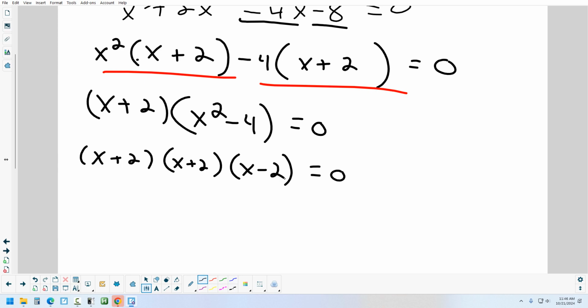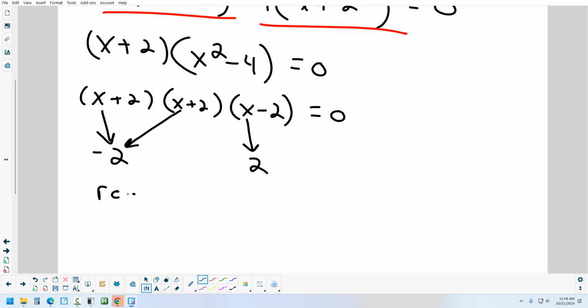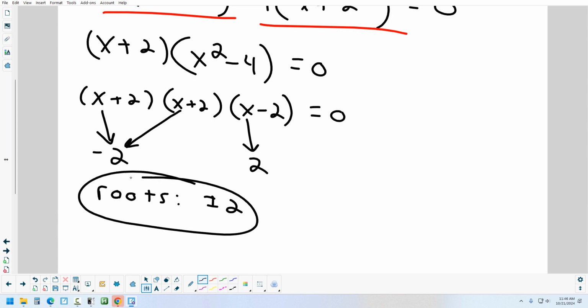Now we're back to the point where we have our three factors. We can find the roots. What would you plug in to make the first factor 0? Negative 2. How about the second factor? Negative 2. So that's what we call a repeated root. You don't have to write the answer twice. Okay? Just a repeated root. And then how about here? 2. Okay, so the roots are plus or minus 2.